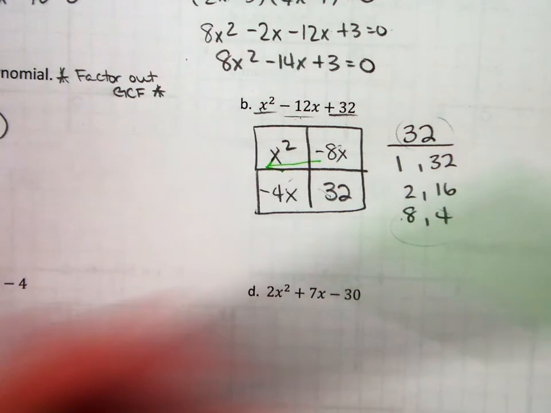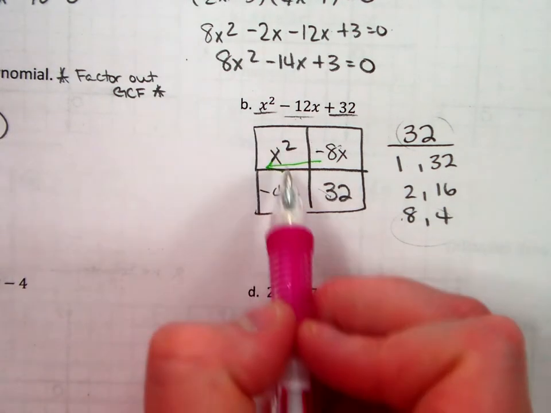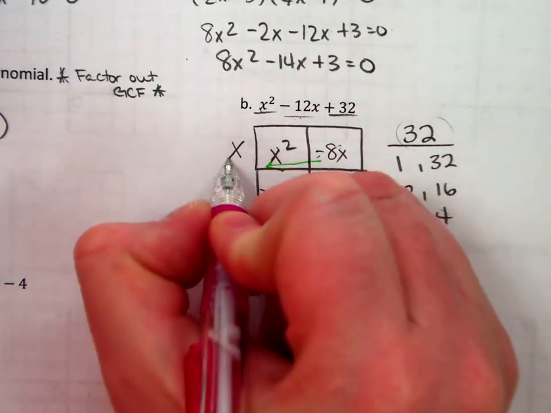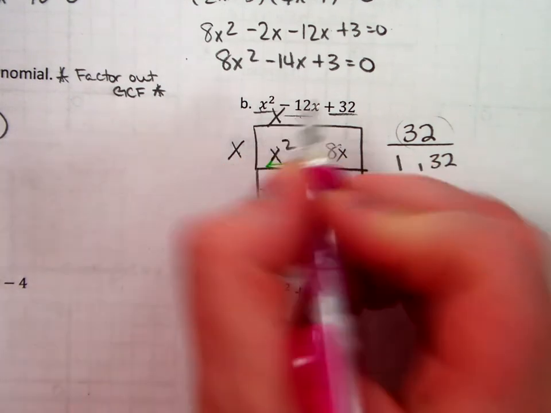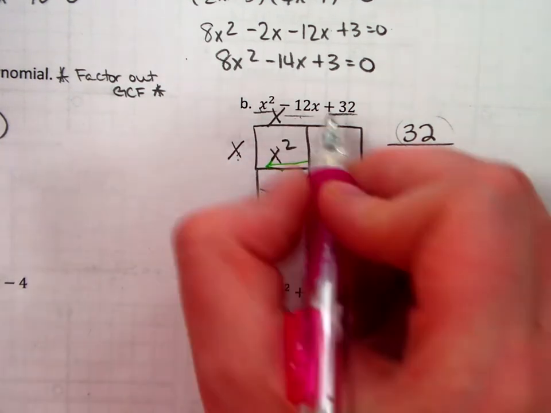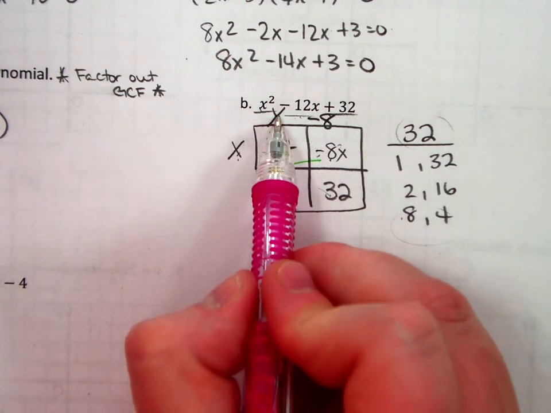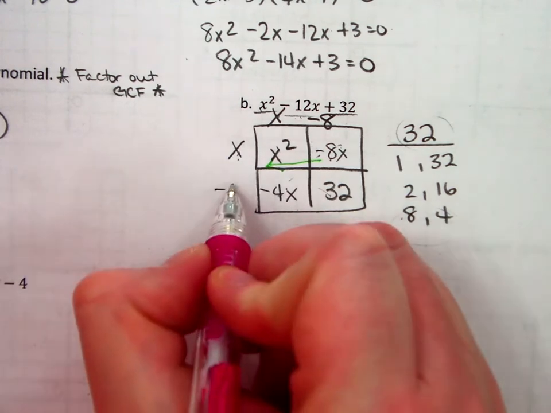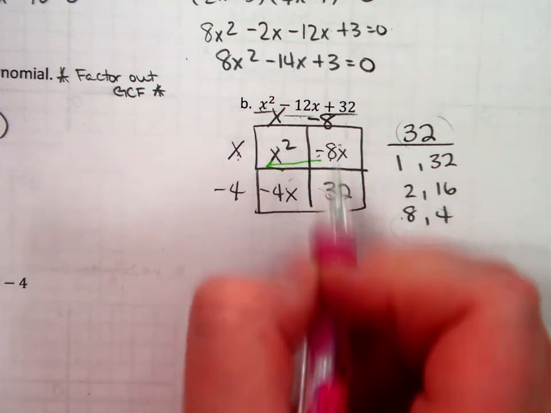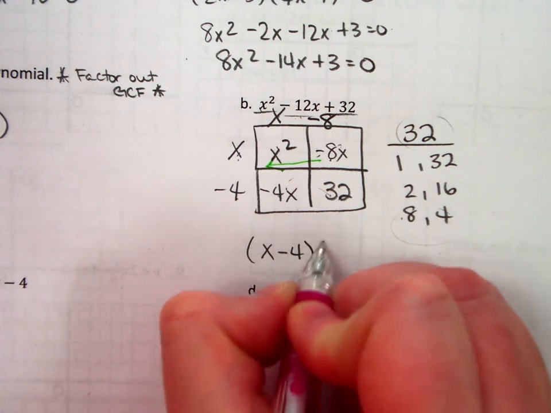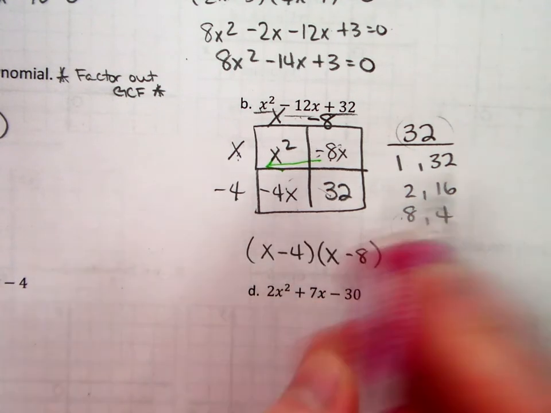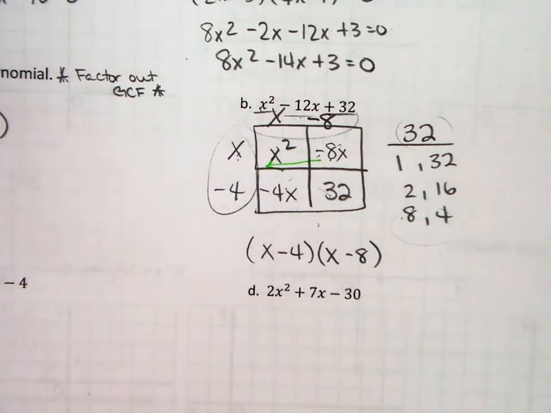Factor this way. So the common factor between x squared and negative 8x is an x. What times this x gets you an x squared? x. What times this x gets you a negative 8x? Negative 8. What times this x gets you a negative 4x? A negative 4. Is negative 4 times a negative 8 a positive 32? It is. So my answer is x minus 4, parenthesis, x minus 8. Whatever is on the outside becomes your factors.